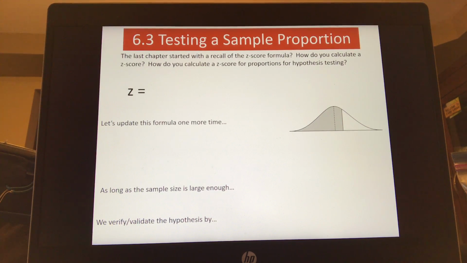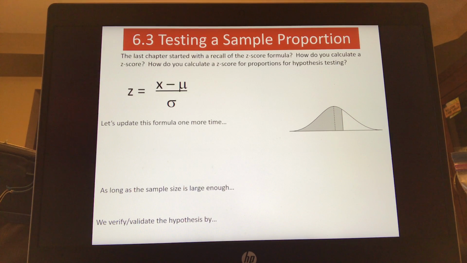And hopefully you remember most of that formula. You want to find how far apart a point is from the mean, which is what this top part's doing. And then you want to standardize that. You want to divide it by the standard deviation. That's one version of it. You could have the X bar and S version of it too for a sample instead of the population. So we want to update that.